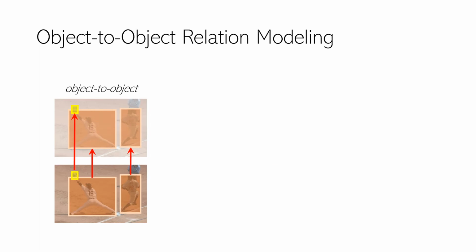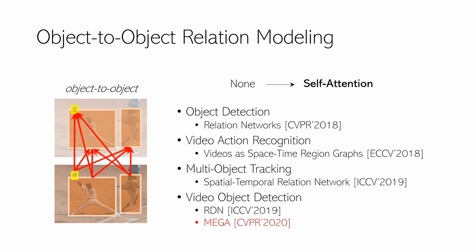Next, we review the usage of self-attention modules to model the object-to-object relationship. Before the self-attention modules are exploited, the objects are usually analyzed separately. With the self-attention modules, we can process them jointly. There are many applications of this joint modeling, including object detection, video action recognition, multi-object tracking, and video object detection.